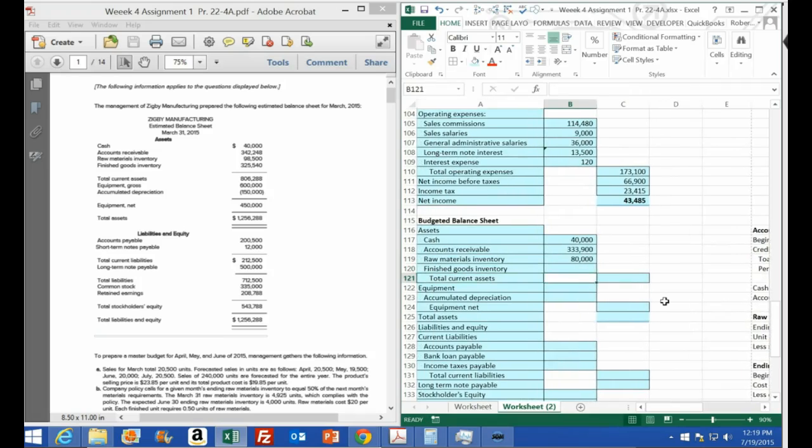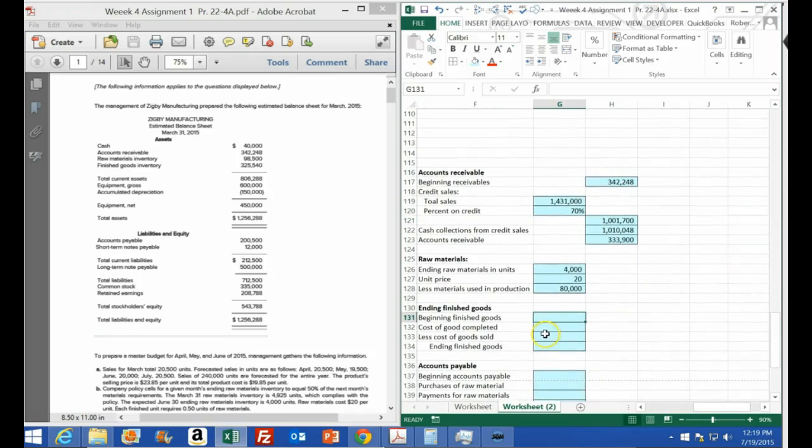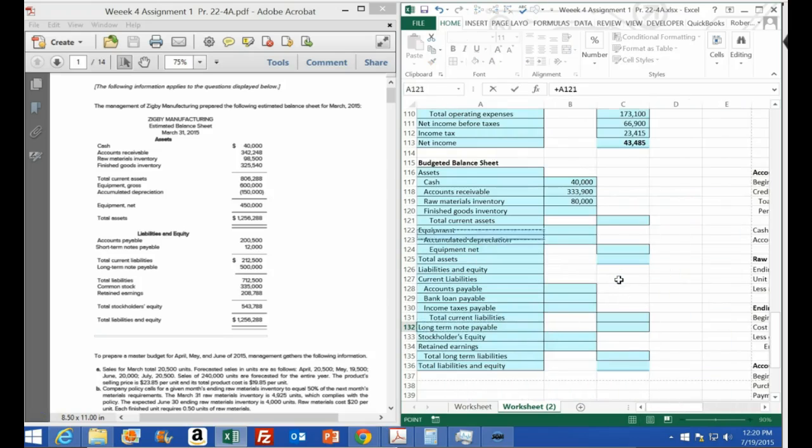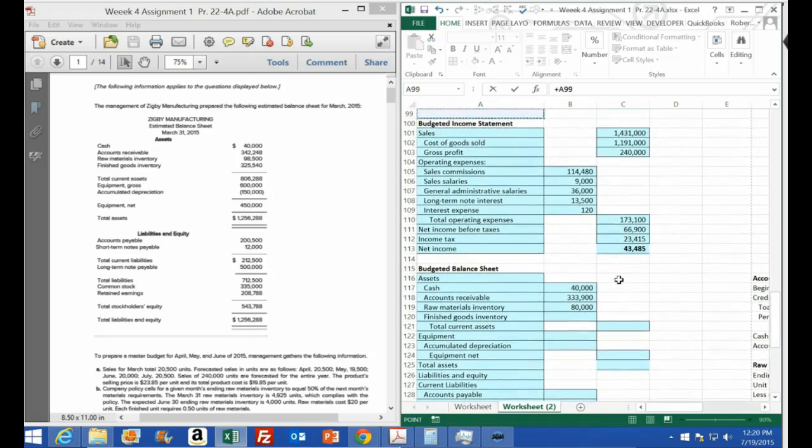All right, and then we've got the finished goods. So we're going to take a look at the finished goods calculation over here. And we're going to start with the beginning finished goods, which is going to come from our financial statement, which will be this 325,540. Then we're going to add to that the cost of goods completed. And I'm going to take that actually from the cost of goods sold, because the cost of goods completed and sold, we completed and sold the same amount.